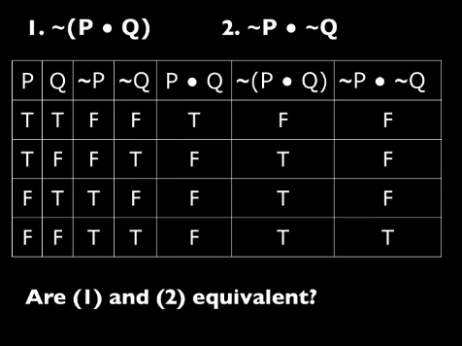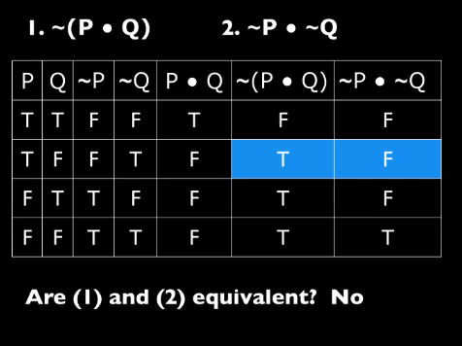Now I'm going to ask some questions. Are statements 1 and 2 equivalent? Well, to assess that, we just have to see if their truth columns are identical. We go down row by row and see if they have the same truth value in every row all the way down. And we can see they don't. Over here in row 2, they have different truth values. Now, it only takes one row. They also have different truth values in row 3, but it doesn't matter. As soon as you find any difference, you know they're not equivalent. So the answer is no.